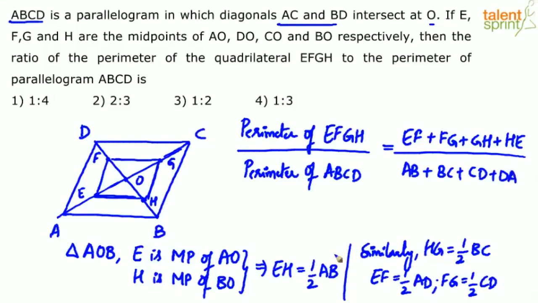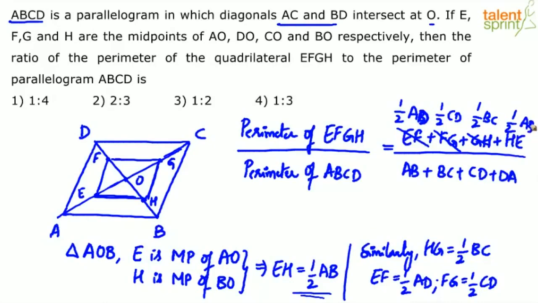Now EF can be taken as half of AB, FG can be taken as half of CD, GH can be taken as half of BC, and EH can be taken as, okay, I think EF should have been taken as half of AD. This is AD, and HE is half of AB.